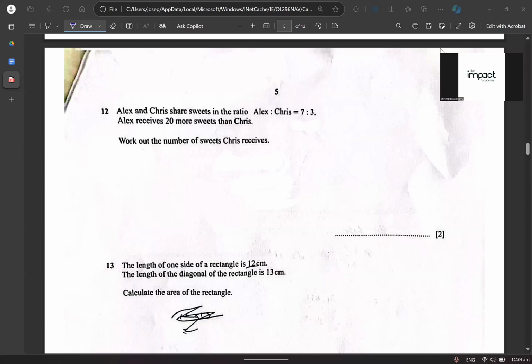Now, Alex and Chris share sweets in the ratio of 7:3. So Alex is to Chris is 7:3. Make sense? All right, from here itself, we can see that Alex receives how many more sweets than Chris? 20 more, right? Not? So what are you supposed to do when it comes to Alex receives 20 more than Chris?